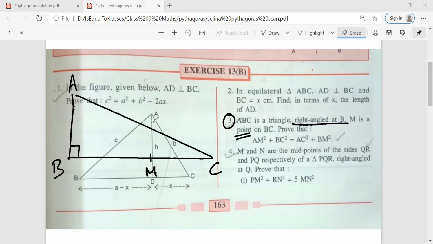Prove that AM square. So if they write AM square, I need to join AM. Mr. Rudra, any doubt? No, sir. So AM square plus BC square. I need to take this side AM square plus BC square, and I need to prove it to be equal to AC square plus BM square. Mr. Rudra, have you understood the question? Yes. Okay, so let's try to do it.